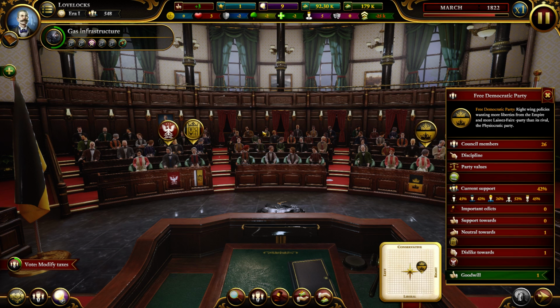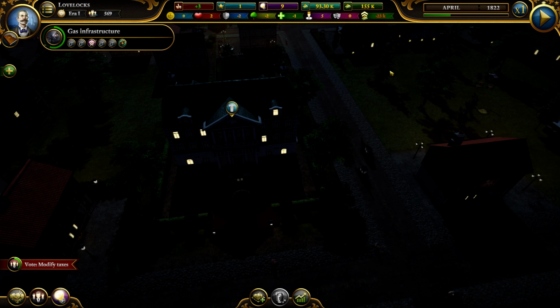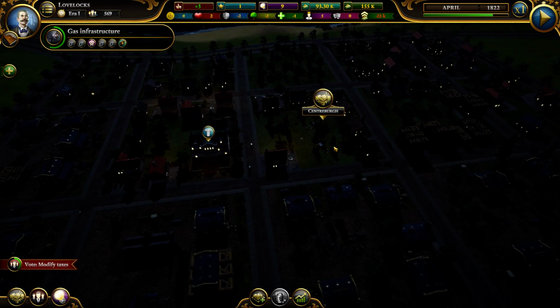Edicts. Oh, and now we have 2 goodwill, or we have 2 additional goodwill with the Physiocratic Party. That's cool. Oh, and it breaks down which classes support which party. All right, let's keep the tutorial going.